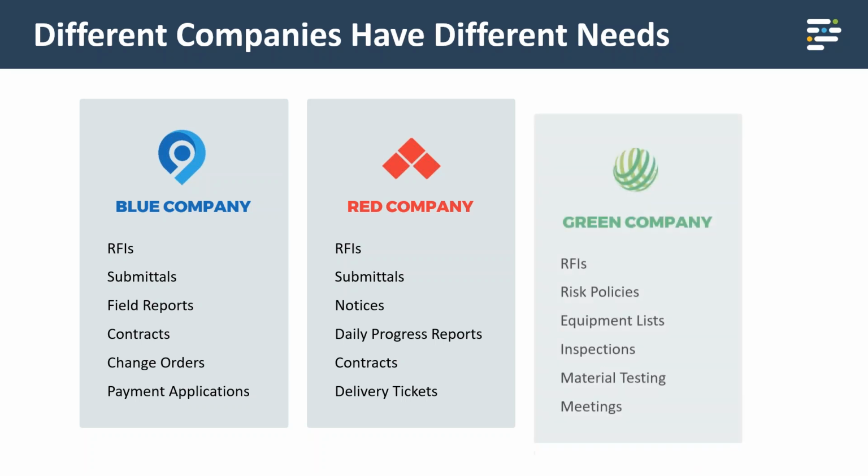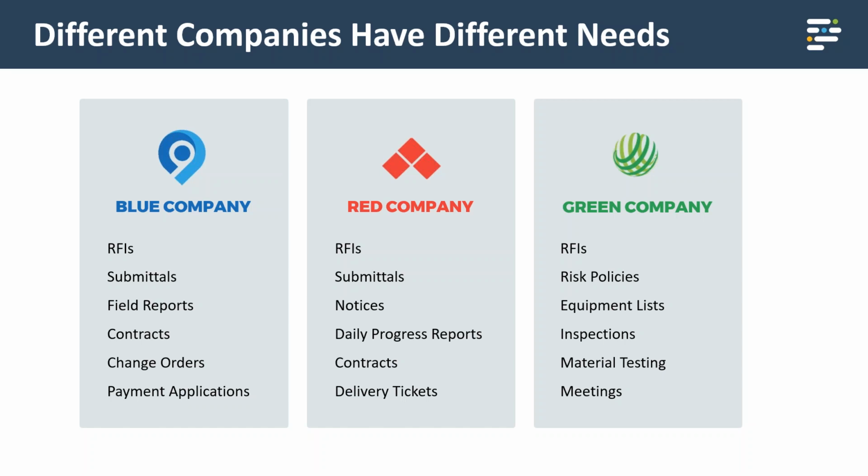And then finally, let's say there's a green company, a third company. Again, they say RFIs, which is great, but they might have other things that they need, such as risks and equipment lists, maybe tracking equipment on the job as it's coming in and going out. They do a lot with inspections, so they walk around the job site, maybe with their phone, take pictures, and upload those into their inspections, as well as material testing and meetings. If you look at all three of these companies, there's some consistency, but a lot of the things are actually very different.